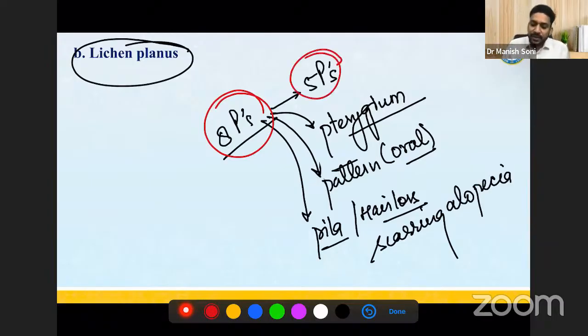8 P's. So 5 P's in the skin: plain, purple, polygonal, pruritic papules, pterygium over the nail, pattern over the buccal mucosa, and pila, that is hair loss leading to scarring alopecia.